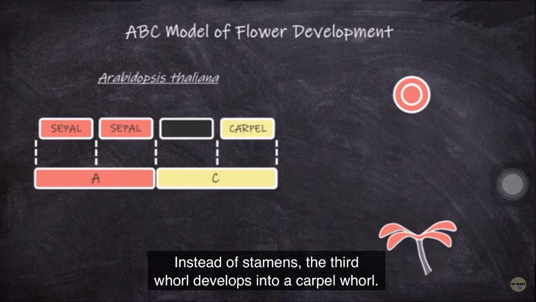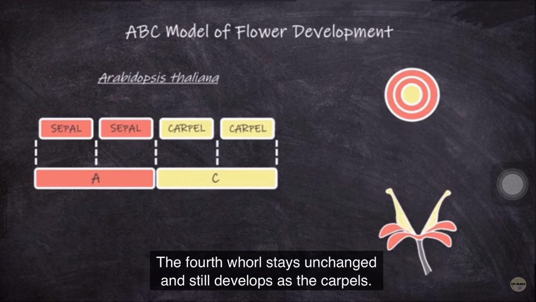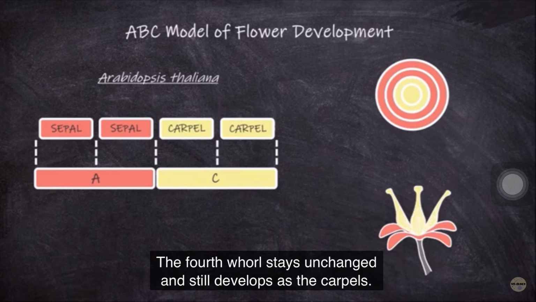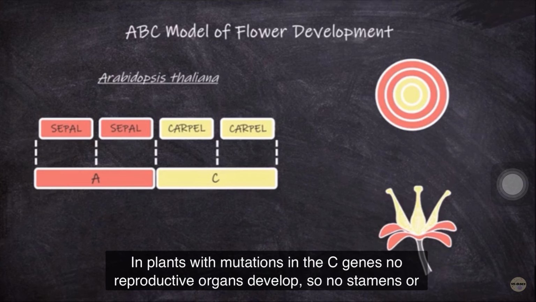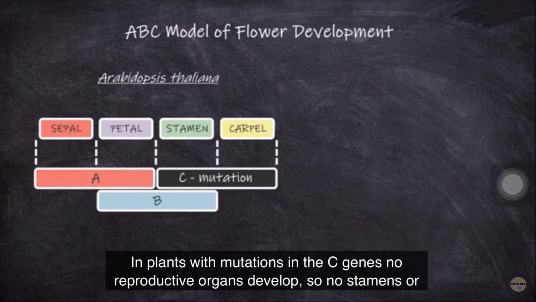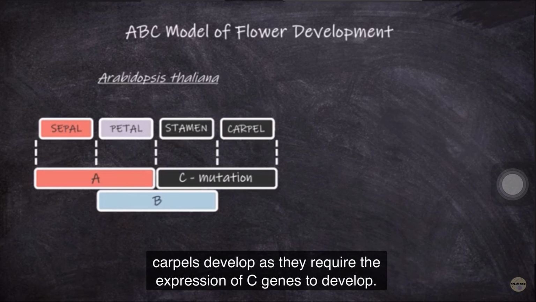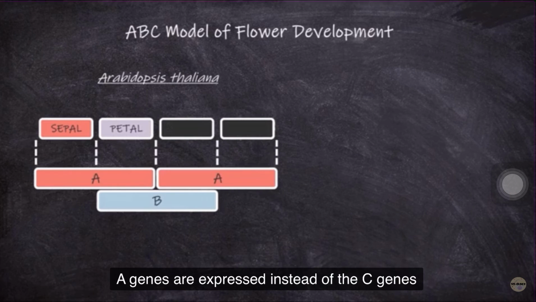Instead of stamens, the third whorl develops into a carpel whorl. The fourth whorl stays unchanged and still develops as the carpels. In plants with mutations in the C genes, no reproductive organs develop, so no stamens or carpels develop as they require the expression of C genes to develop. A genes are expressed instead of the C genes.